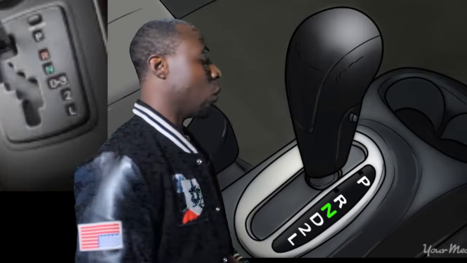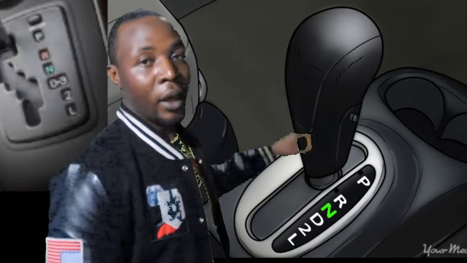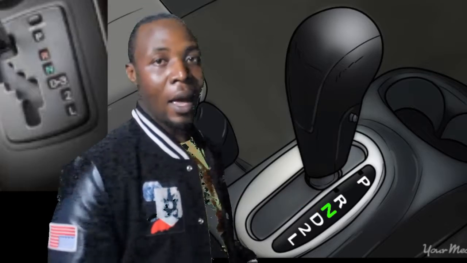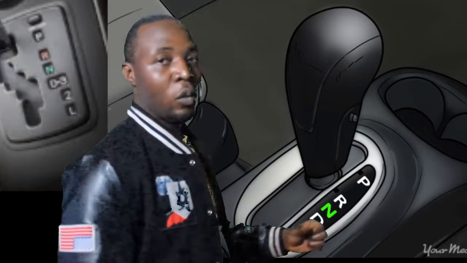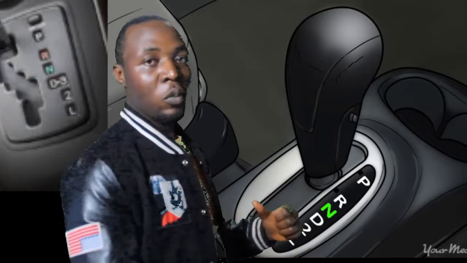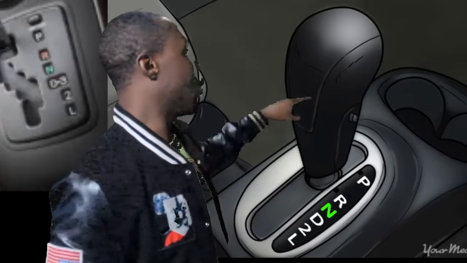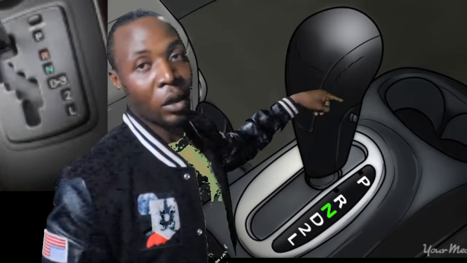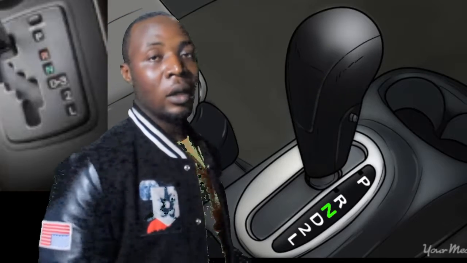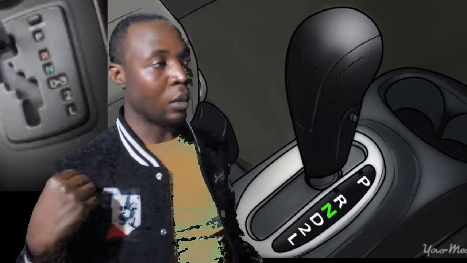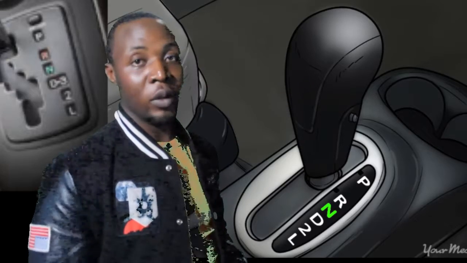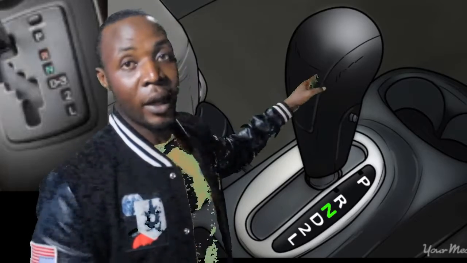The next thing we want to look at is what we call reverse, which is R. R stands for reverse. If you want to move the car backward, you have to take the selector and put it at R, then you'll be able to move the car backward. Then we go down to the next letter, which is letter N.